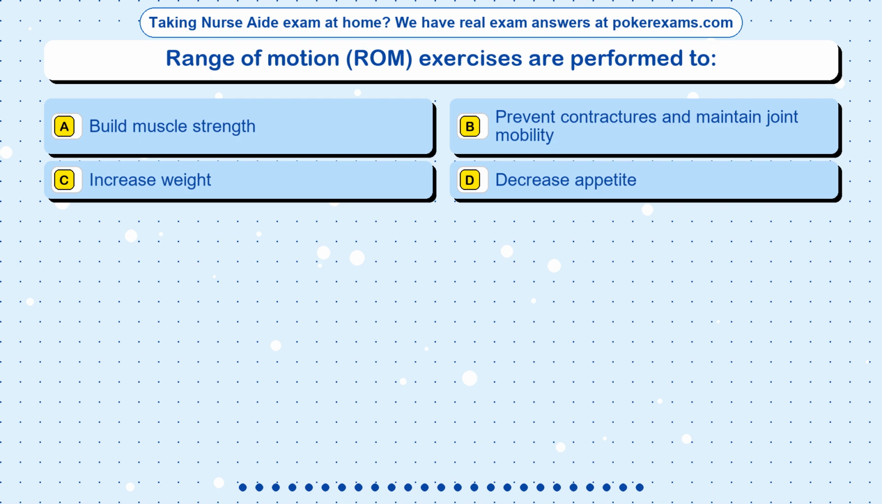Question 14. Range of motion, ROM, exercises are performed to: Option A, build muscle strength. Option B, prevent contractures and maintain joint mobility. Option C, increase weight. Option D, decrease appetite.